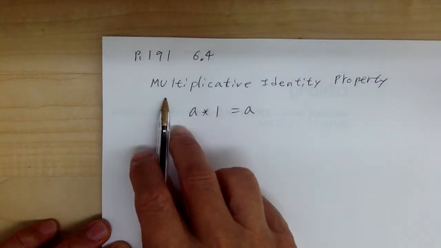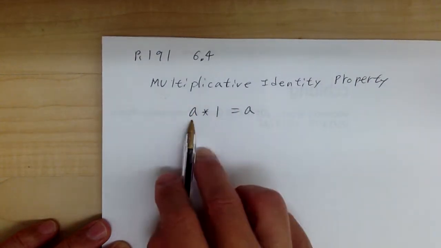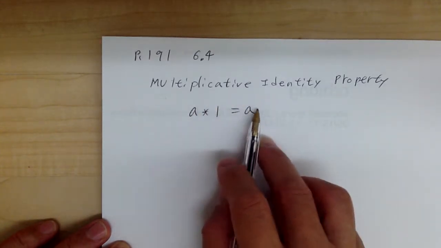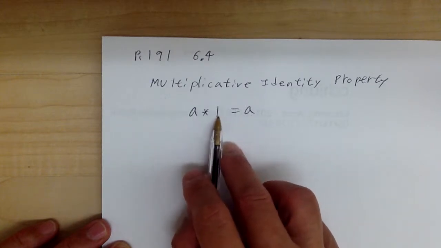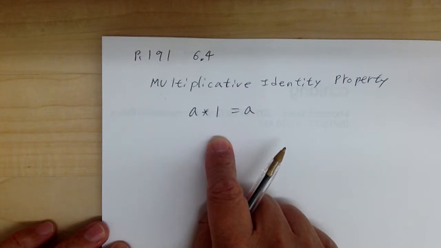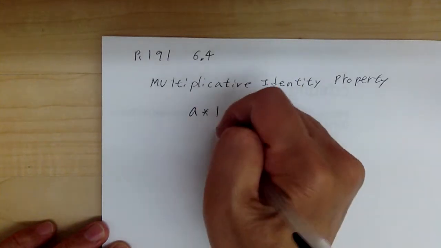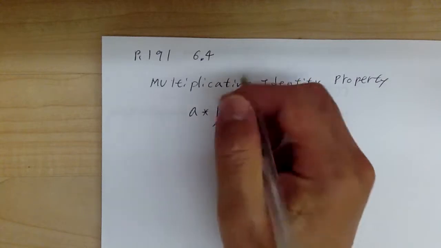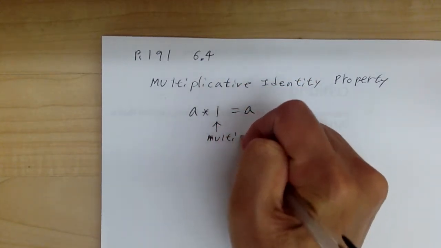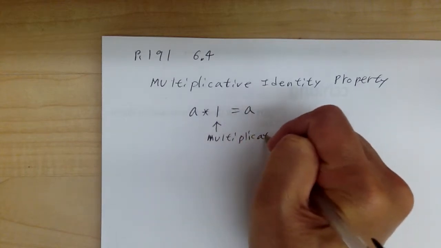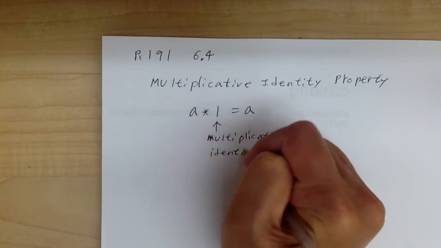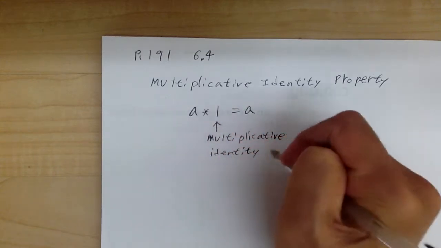Okay, so think about the word multiplicative means multiplication, right? Identity means same, right? So you multiply and you're going to remain the same. So that means you multiply by 1. And this 1 is called the multiplicative identity element. So again, if you look in your book, this is multiplicative identity element.